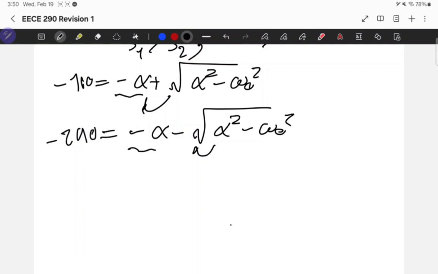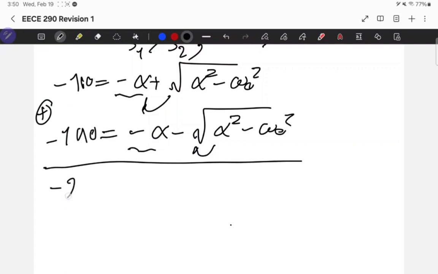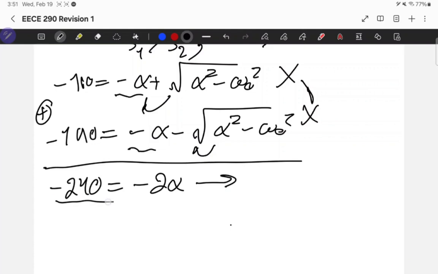Now there are two ways to solve this system. One way is to add them, another way is to multiply them. Let's start with addition. If I add these two equations, I get minus 240, which is equal to minus 2 alpha. Now the square roots cancel, so the plus square root and minus square root cancel, and I'm left with alpha equal to 240 divided by 2, which is 120.